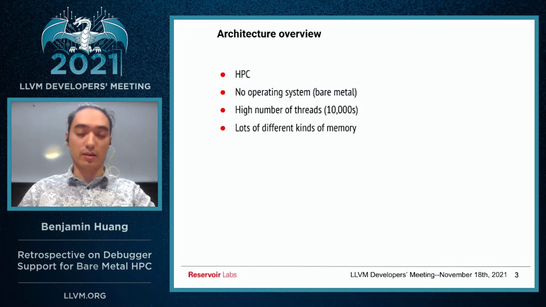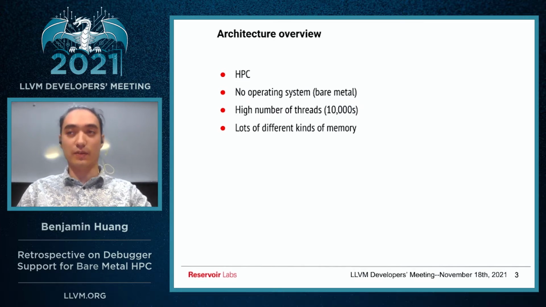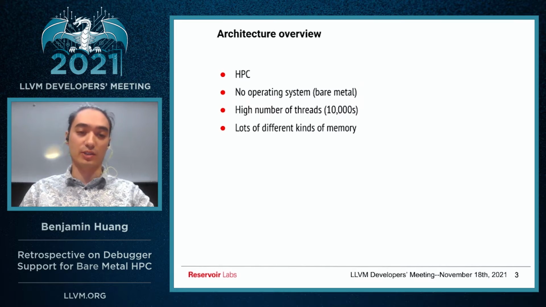Yeah, so to get a little bit more into the specifics of our architecture, as George said, we're working on high-performance chips. There's no operating system, so we're developing a debugger for bare metal attached devices. And we have a really high number of threads, in the tens of thousands. And these chips also have a lot of different kinds of memory, a very heterogeneous memory space, and that's sort of unevenly distributed across the chip and has different advantages, disadvantages to the different pieces of memory.